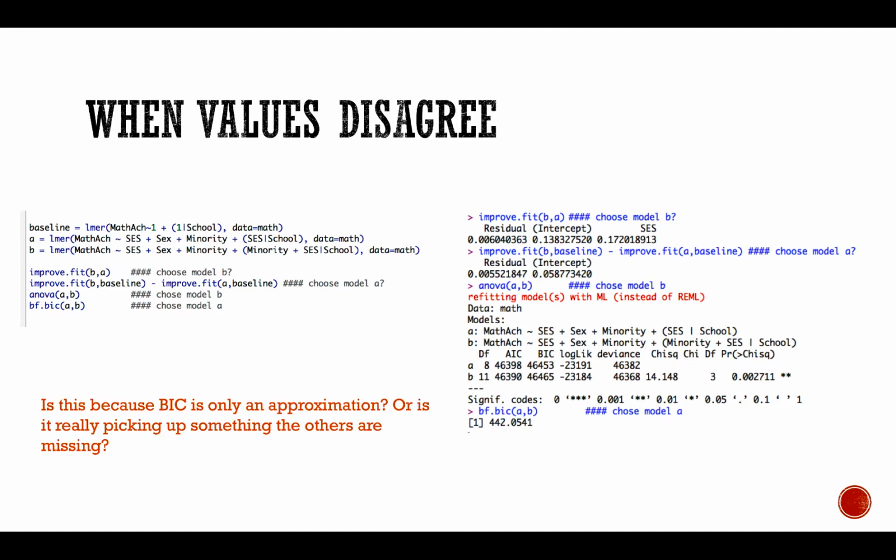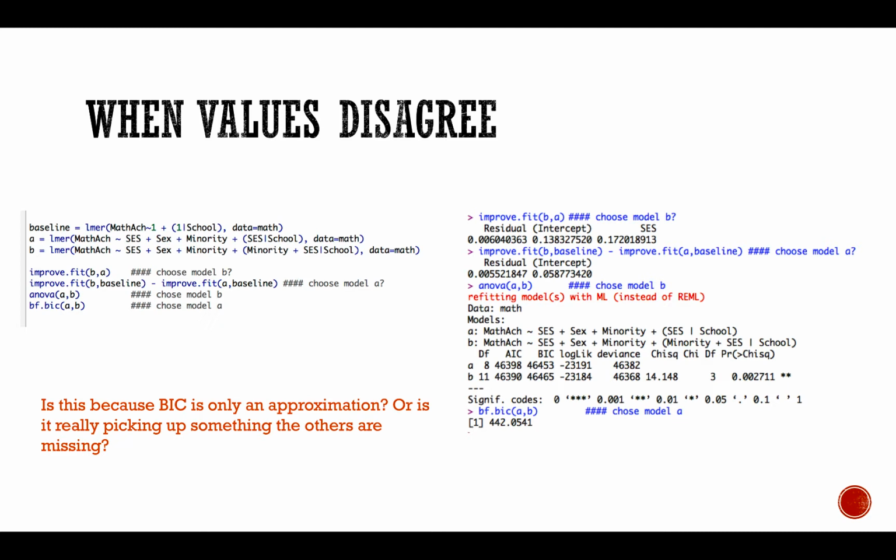So I think, oh yeah, and that was just basically what I was saying: is this because BIC is picking up something that the other ones aren't picking up, or vice versa? So is this because the Bayes factor is only an approximation, or is it really picking up something that the others are missing? So we've got disagreement here, and I'm not exactly sure what to do in this situation.